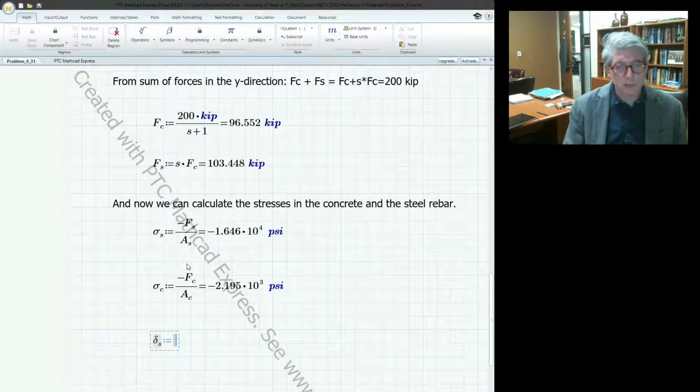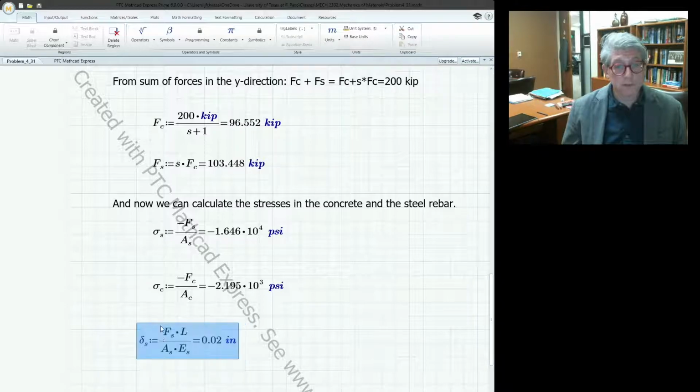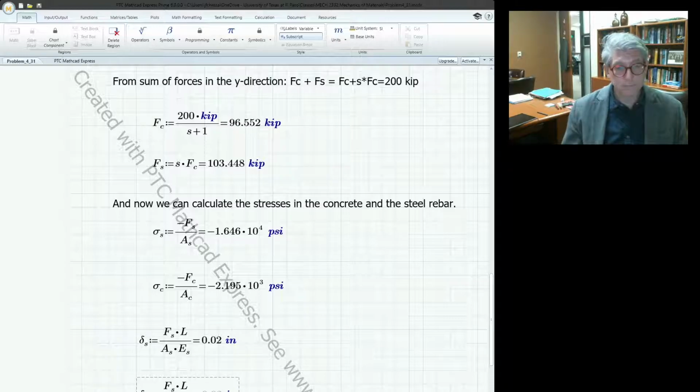So the displacement in the steel is the force in the steel times the length, all over the area of the steel times Young's modulus of the steel, right? And there it is in meters, but we want it in inches. And now let's calculate the displacement in the concrete, and they should be the same. I hope. If they're not, I'm going to just stop the video and redo it. And you'll never know. But I think it will be the same. Yeah, see, they come out to be the same. So you're good, right? This was the check.